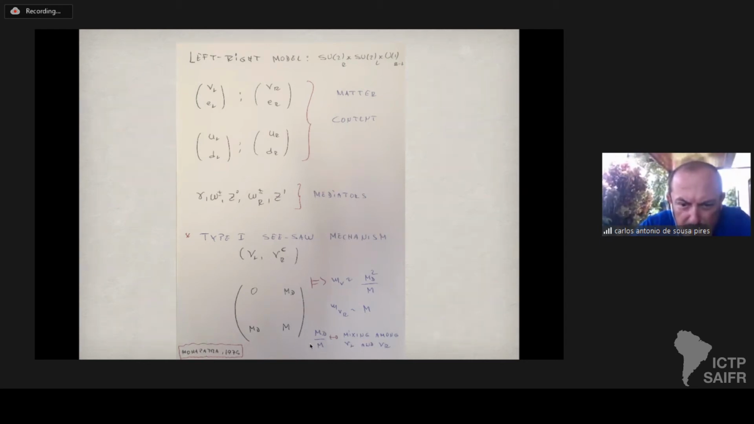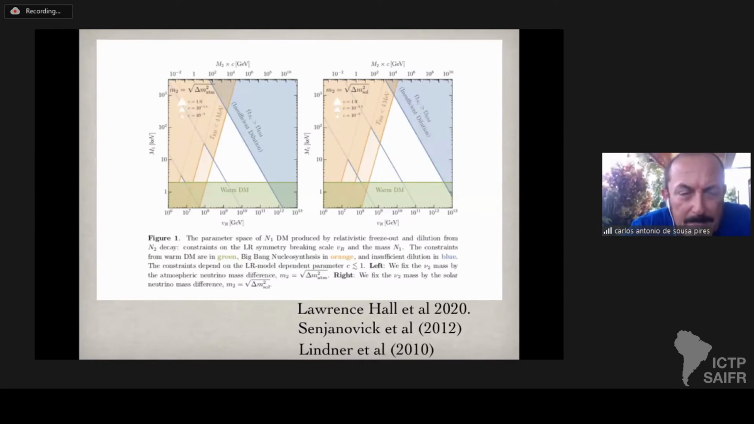The value of the mix is given by this ratio here. Okay, so you have mixing of the active neutrino with the right-hand neutrino, and this is a problem to have stability of the dark matter. So this picture here is what I really want to show for you.